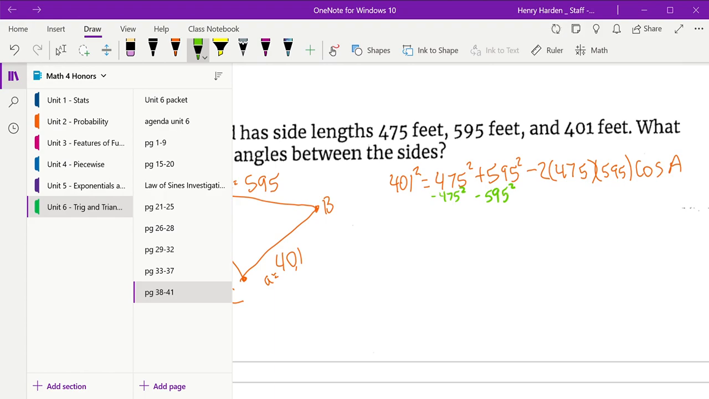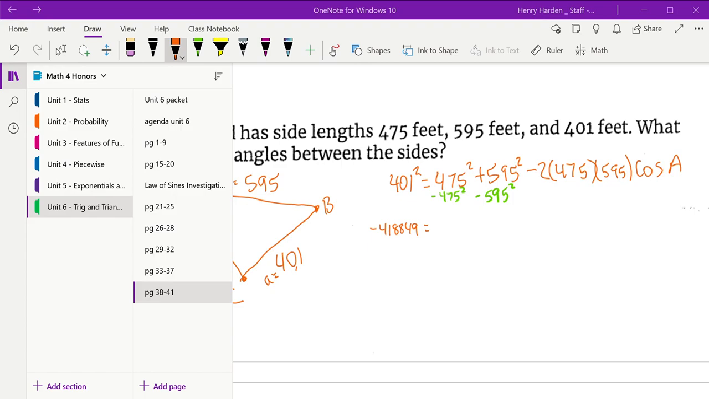So in my calculator here, oh shoot, where is it? Oh, here we go. All right, so I'm going to do 401 squared minus 475 squared minus 595 squared. It's going to be big numbers here, which is fine. So we get negative 418849. Okay, so we got that.